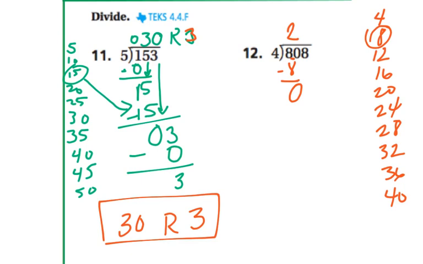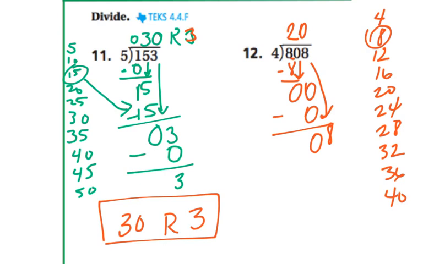Okay, after I subtract, I always bring down the next digit. So now I have another 0. What do I do? Well, I ask myself, how many times does 4 go into 0? And it goes in 0 times. So I put my 0 there on the top, and then I put my 0 at the bottom. 0 minus 0 is 0. Now I bring down the 8.